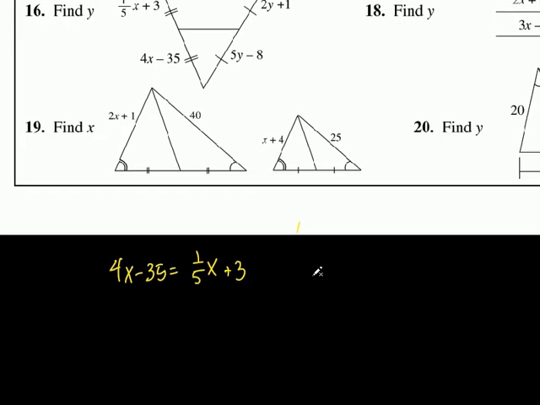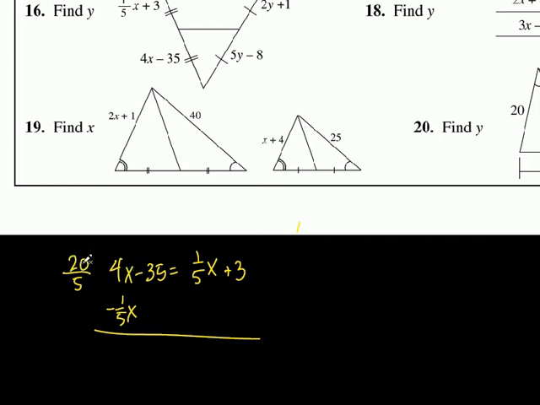Let's scooch this down a little bit, and let's see what we can do. So subtract a 1/5 x from this. Now watch what I'm going to do. Hopefully you understand what I'm going to do here. It's so much easier if you do this. If I subtract a 1/5 x from this, think of this 4 as having a common denominator of 5. So if I put this over 5, 1 times 5 is 5, so 4 times 5 is 20. See what I did?